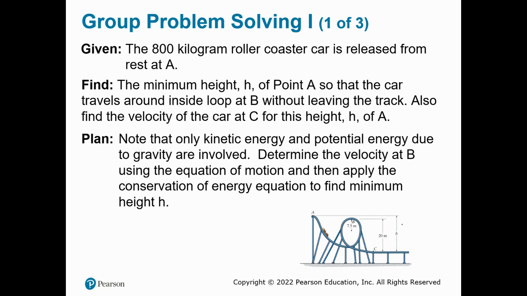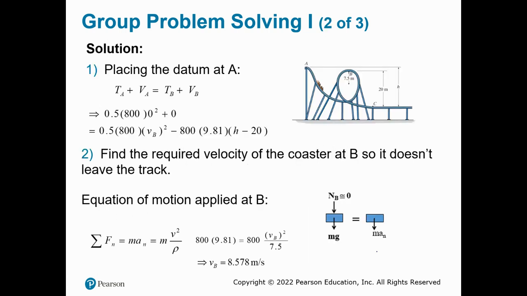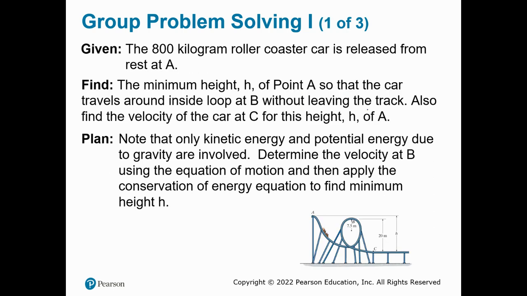We're looking for the minimum height H so that the car travels around inside the loop at B without leaving the track. Also find the velocity of the car at C, down here, for this height H of A. Okay, so energy is being conserved, kinetic energy and potential energy at location A together, that's the total energy at A, equals your total energy at B. It also equals your total energy at C as well, energy being conserved, assuming there's no friction.